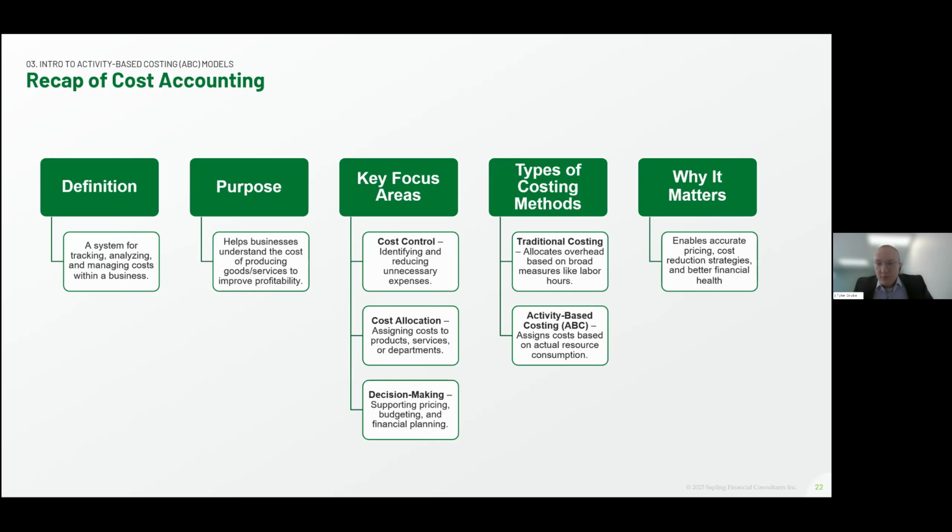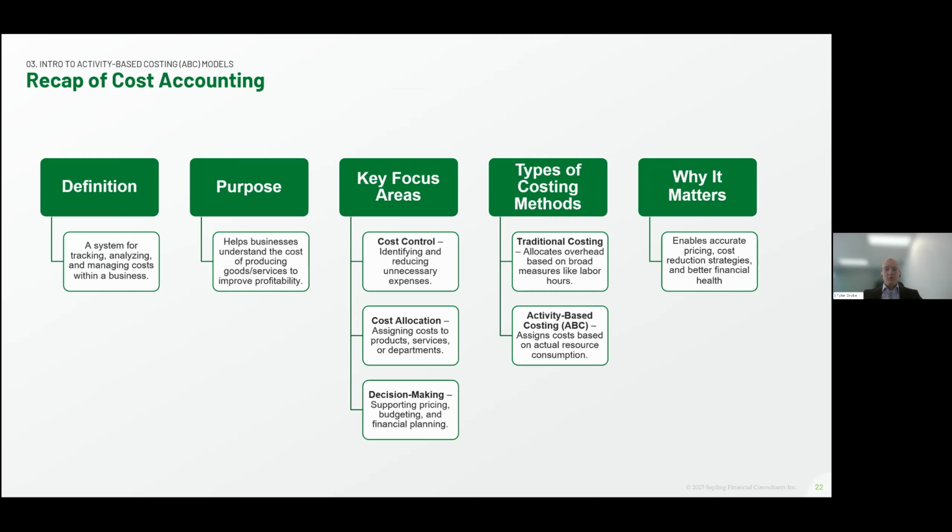So before we dive deeper into activity-based costing models, let's just quickly recap what cost accounting is and why it matters. So cost accounting is a system for tracking, analyzing, and managing costs within a business. It provides the foundation for financial decision-making, helping companies understand the cost of producing goods or services and improving profits. There's three key focus areas: cost control, which is identifying and reducing unnecessary expenses; cost allocation, which is assigning costs to specific products, services, or departments; and thirdly, decision making, which is providing insights for pricing, budgeting, and financial planning.